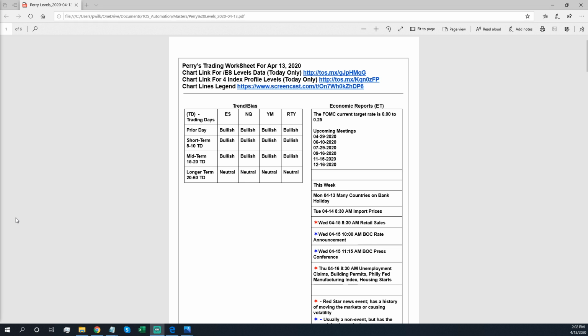So what I'm going to do is go over what is on the daily equity trade sheet. At the top of it, you'll have the session date that this is posted for, and then you'll have two chart links, one for an ES only chart and one for the 4 index equity chart link. These are Thinkorswim loads here, and what the charts look like is here.